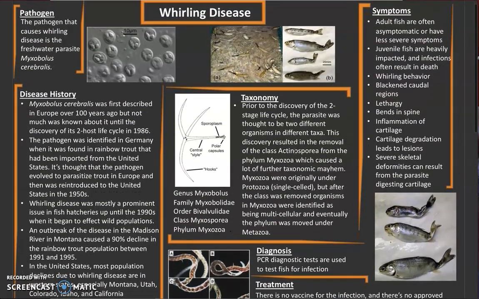And this eating at the cartilage of the fish is what causes the symptoms. So adult fish have more developed cartilage, but because juvenile fish are still developing and it's a little bit looser, the symptoms are seen a lot more in these juveniles. Some of the symptoms are whirling behavior, lethargy, and bends in spine, and these bends come from growing with this severe lack of cartilage.